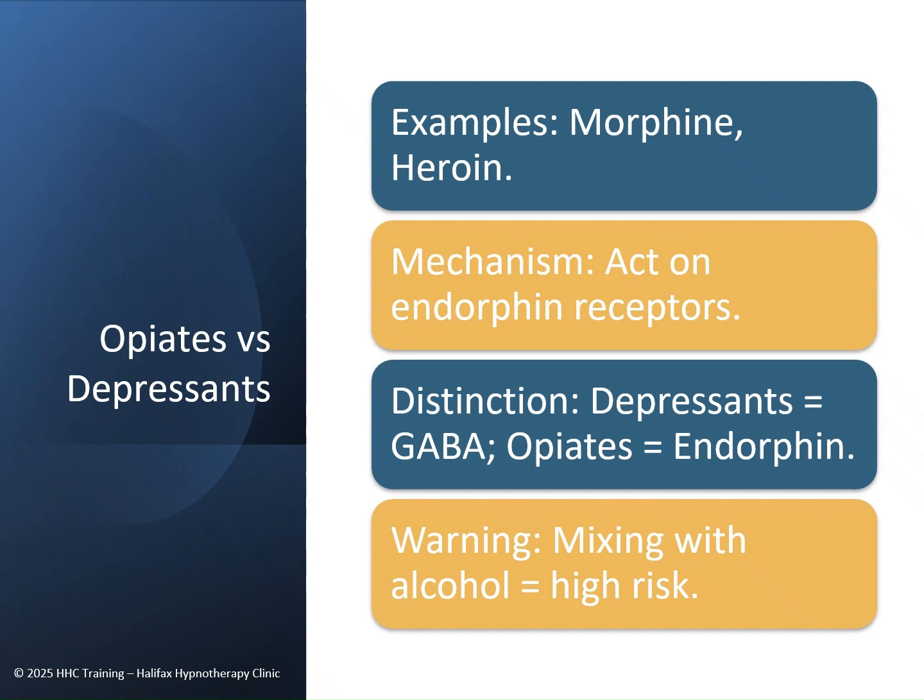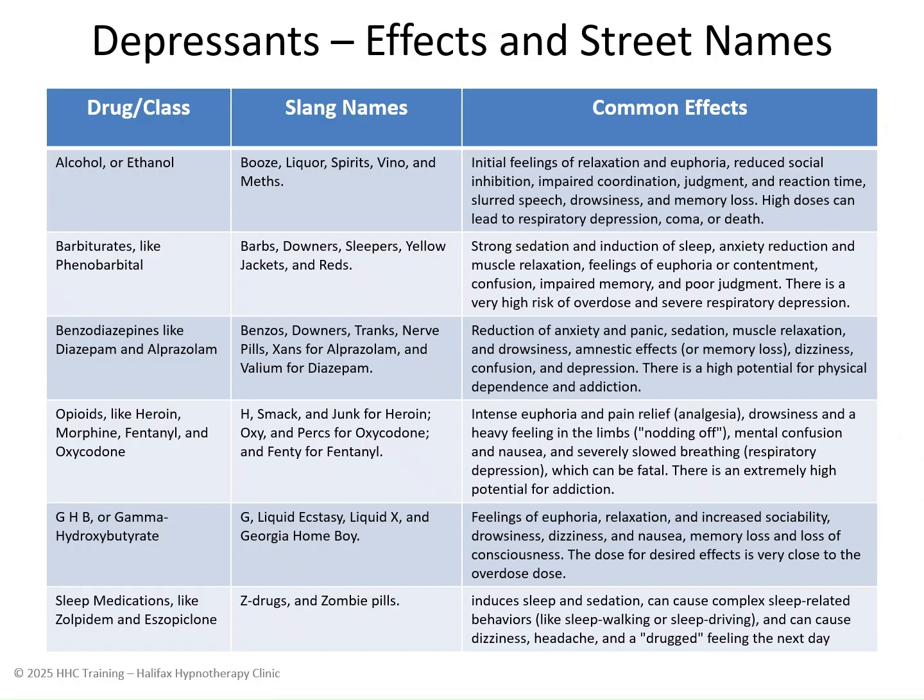Depressant drugs and their effects. The following table provides more detail. For the drug class alcohol or ethanol, slang names include booze, liquor, spirits, vino, and meths. Common effects include initial feelings of relaxation and euphoria, reduced social inhibition, impaired coordination, judgment and reaction time, slurred speech, drowsiness, and memory loss. High doses can lead to respiratory depression, coma, or death.